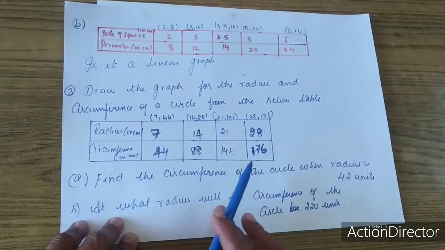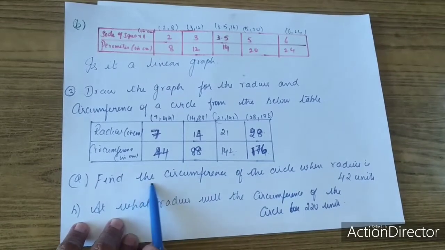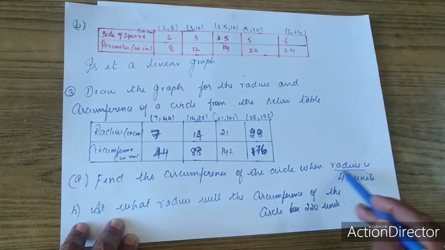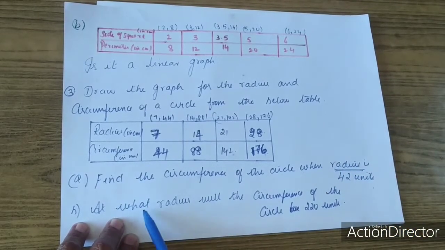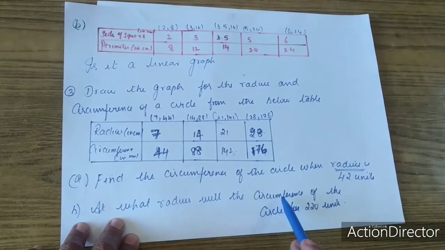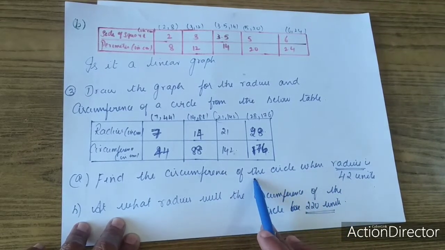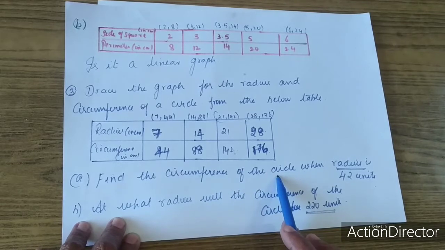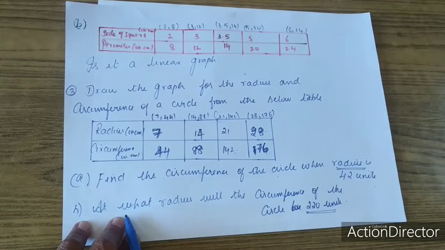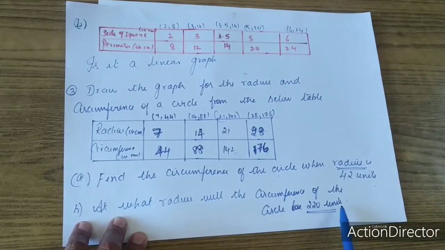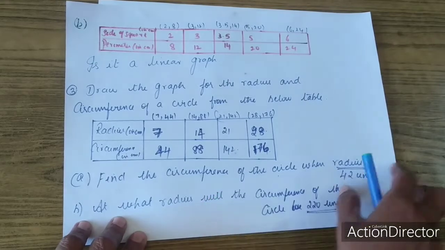Also, after plotting the graph, from the graph we have to find the circumference of the circle when the radius is 42 units, and at what radius the circumference of the circle will be 220 units. In the first question we have to find the circumference from the graph, and in the second question we are asked to find the radius when the circumference is 220 units. So now let us plot the graph.